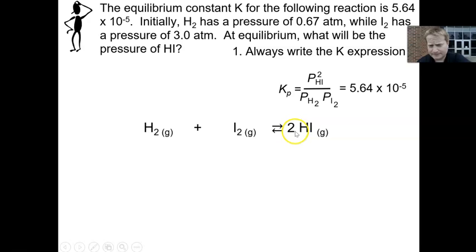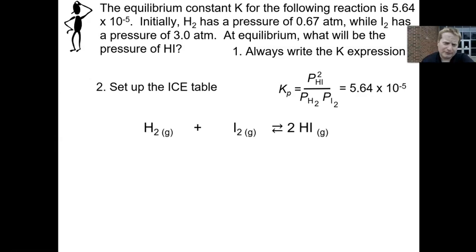and we squared it because there was a 2 coefficient in front, if you remember, over the pressure of the reactants, so the pressure of H2 times the pressure of I2, and there's no coefficient number in front of these in this balanced equation, so there's no exponent for those values. We just use them as is, and that's our expression, and they gave us what that equals, which is 5.64 times 10 to the negative 5. So we have that all set up, essentially.